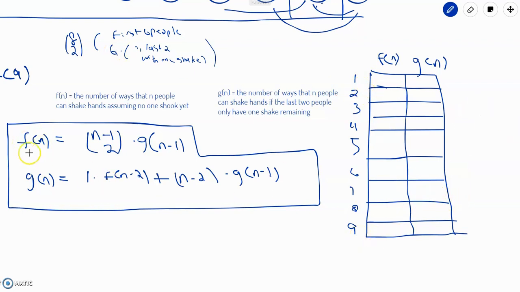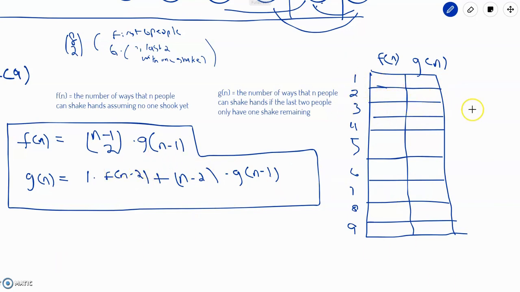And this is because f of n and g of n both rely on previous states, so it would make sense to calculate the previous states before calculating the next successive ones. So let's just compute these. And we can't really rely on our formulas for f of 1 or f of 2 or g of 1 or g of 2, just because of the way we have n-1 and n-2.